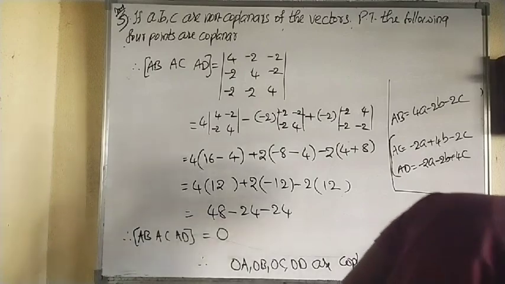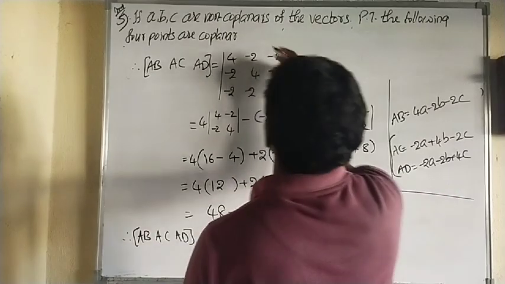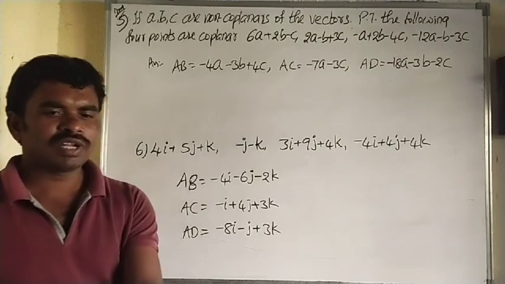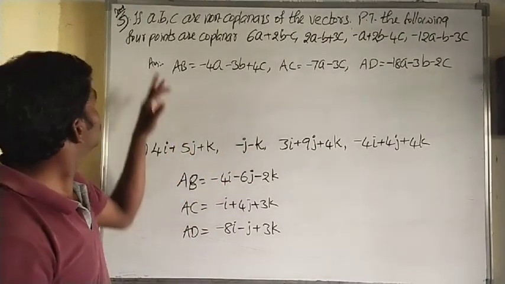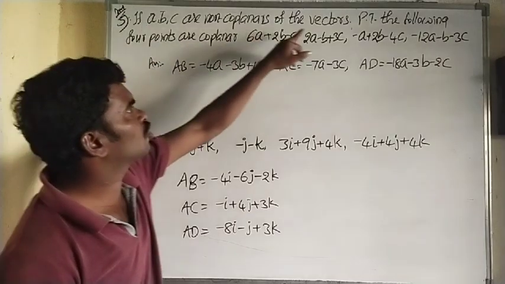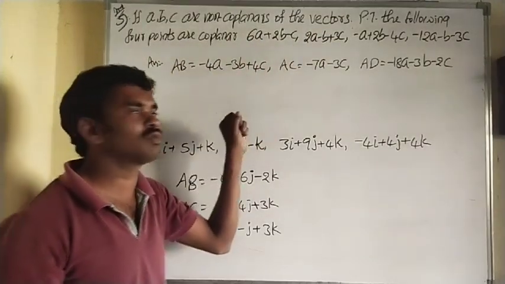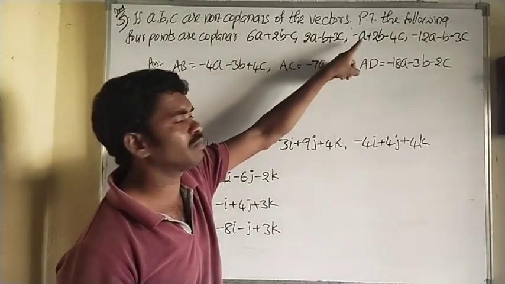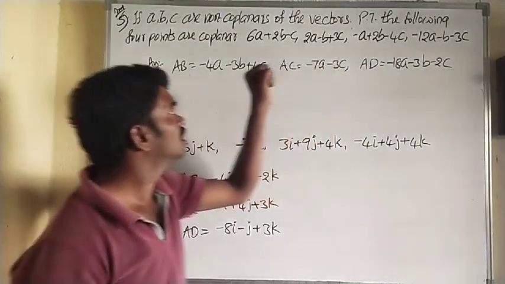So second, fifth one, consider as fifth one. That is minus 6a plus 2b minus c. Okay, next similarly, fifth question, sixth question, same type of question. So question is same, if a, b, c are non-coplanar, then prove that the following points are coplanar. So very important questions, this is for 4 marks. Okay, 6a plus 2b minus c, 2a minus b plus 3c, minus a plus 2b minus 4c, minus 12a minus b minus 3c. Okay, same as well.